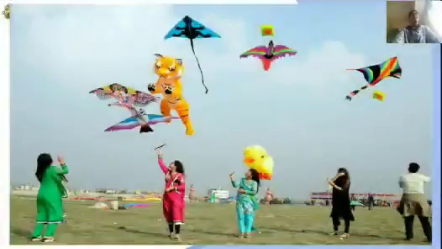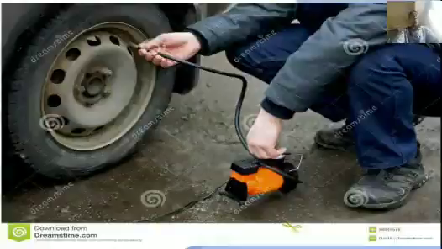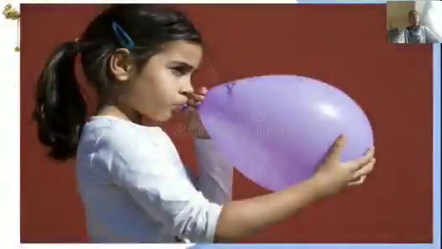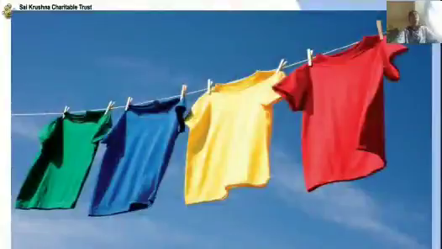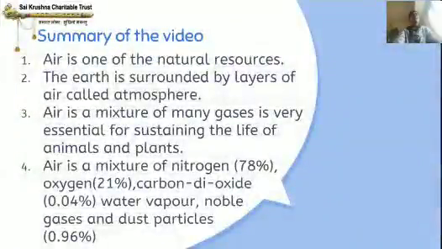And even air helps to fly kites. Can you see this picture? And air helps to pump your vehicle tires. Air helps to blow balloons. And air helps to dry your clothes. So I think you have understood this.